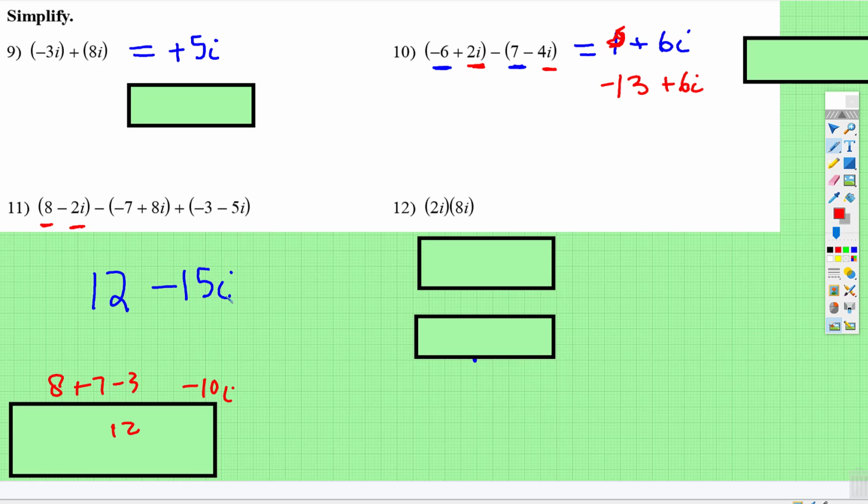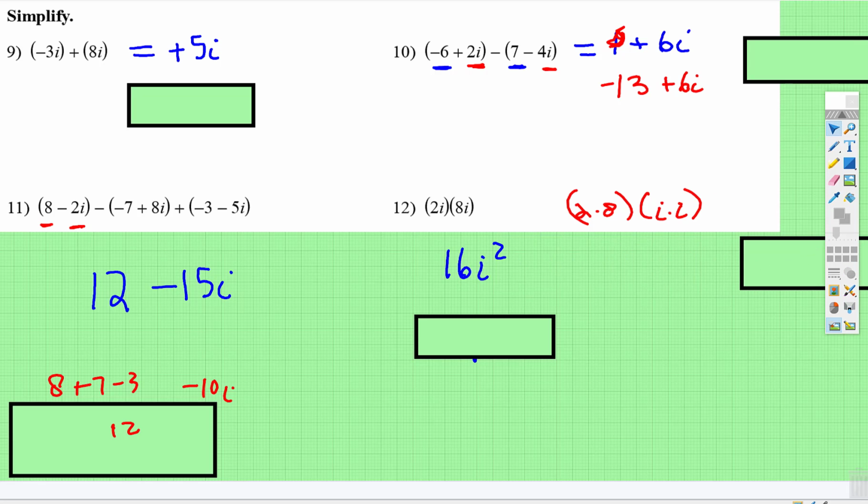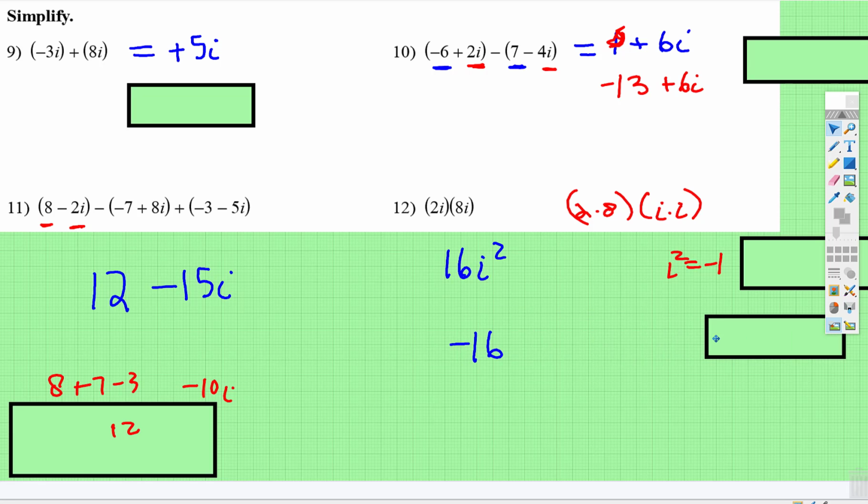Now when you go to multiply, multiply the 2 times the 8, and then multiply the i times the i, which is i squared. And remember what i squared was? Negative 1. So negative 1 times 16 is just negative 16.